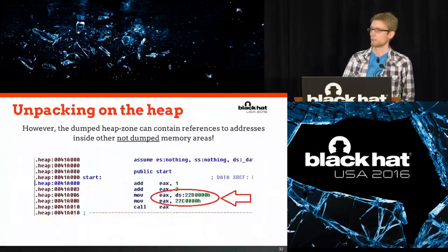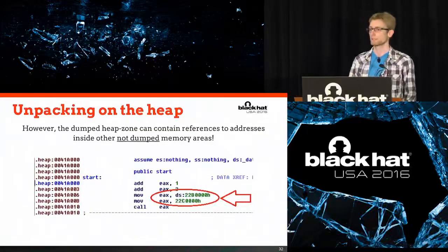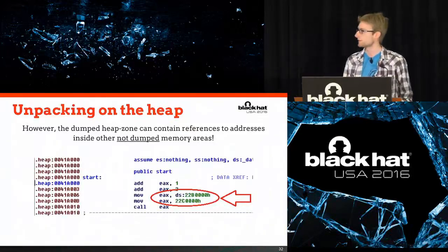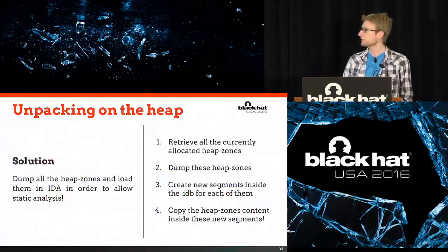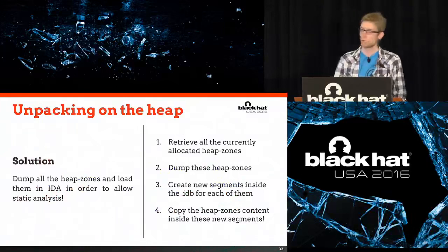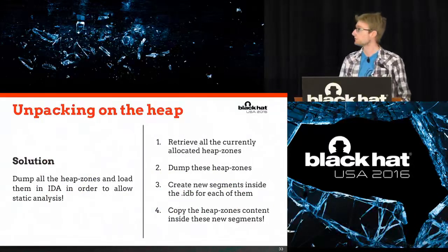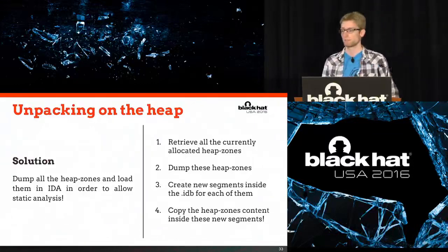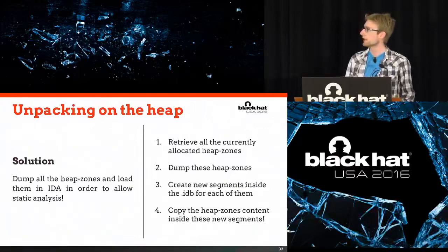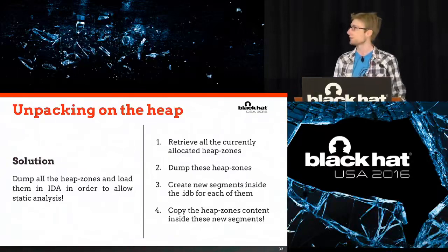However, we noticed that when we try to analyze this result, IDA was not able to resolve some references because they are pointing to memory areas which have not been dumped. To solve these further issues, when we detect that the W XOR X rule is broken, we retrieve all the heap allocated memory areas, and we dump them. In order to avoid dumping the same memory area twice, we check the MD5 of its content, and we dump it only if we detect that this is a new one or a modified one.